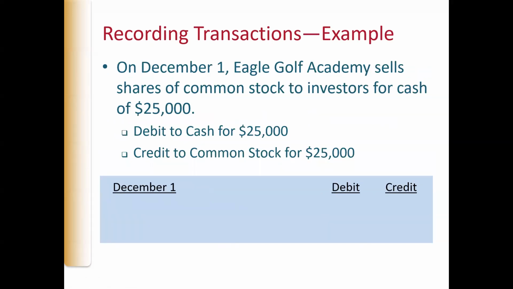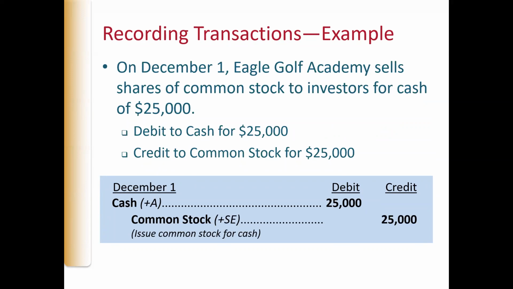So let's look at our transactions again, guys. On December 1st, Eagle Golf Academy sells shares of common stock to investors for cash of $25,000. What are we going to do? We're going to debit cash 25,000. We're going to credit common stock 25,000.